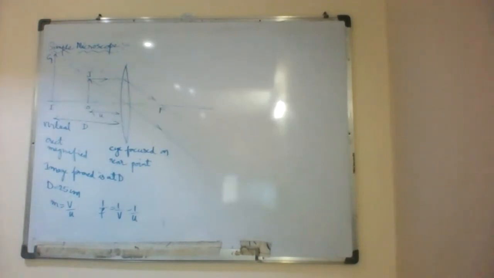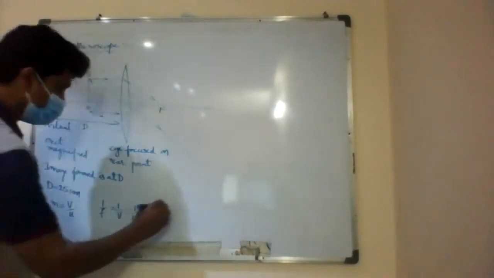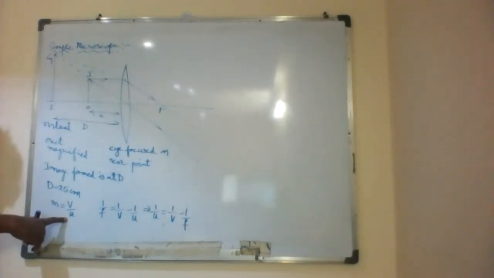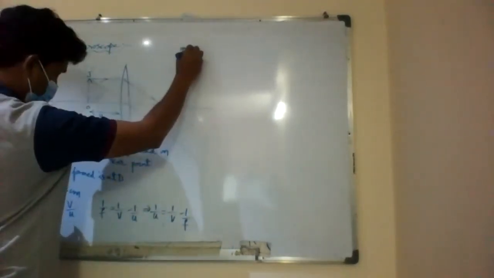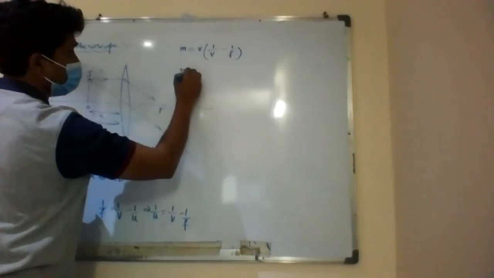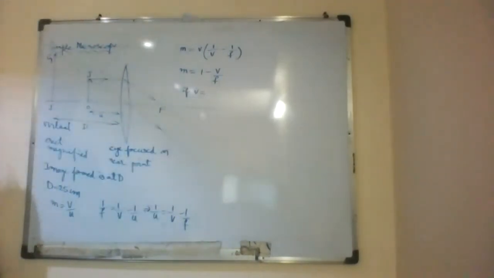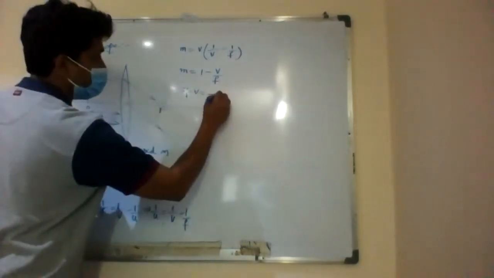Now we have the lens formula, 1 by F is equal to 1 by V minus 1 by U. Here, taking 1 by U equal to 1 by V minus 1 by F, I am going to substitute in the place of U. So M will become V into 1 by V minus 1 by F. That will become M equal to 1 minus V by F. If V equal to minus D, now I took minus D.